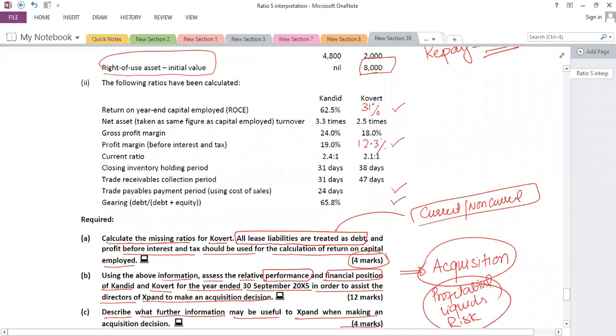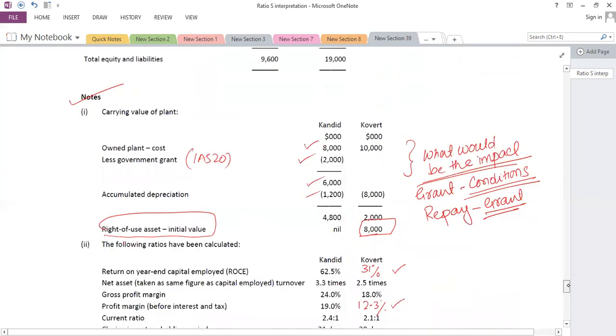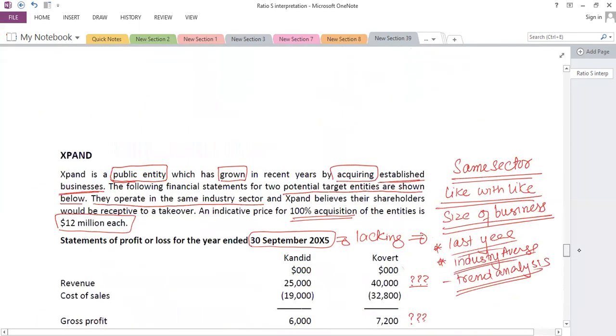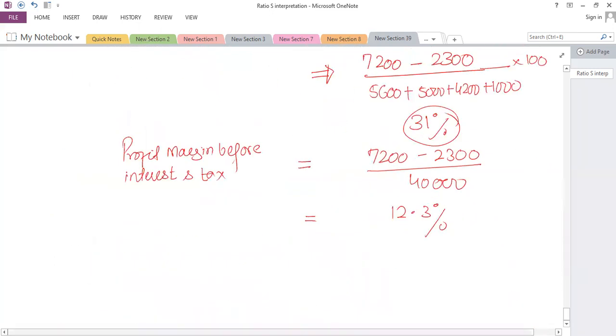So you can see operating profit margin, Covert is having 12.3% and Candid is having 19%. So obviously Candid has an advantage in terms of gross profit margin and in terms of net profit margin. And the reason is operating expenses, right? Because we are taking profit before interest and tax. I already told you that one of the reasons is the operating expenses. Not much has been given. No information has been given. So we have to write hypothetically, okay? So hypothetical information or assumed knowledge is very important.